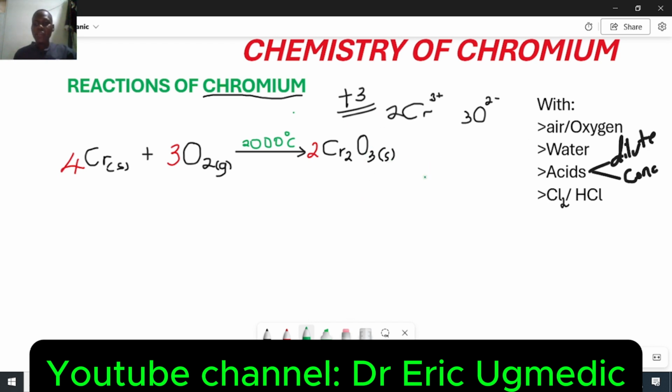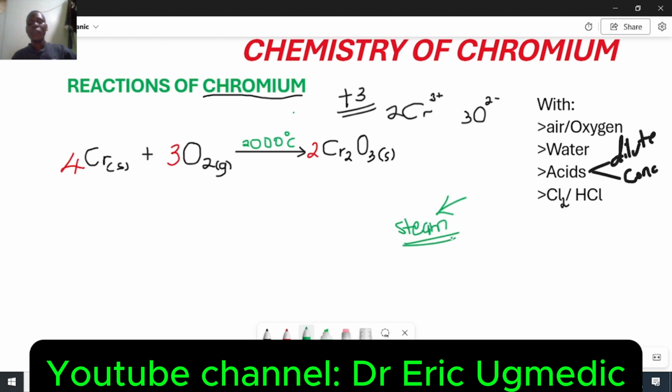Then we can look at the reaction with water. So how will chromium react with water? Still, chromium will not react with cold water. In other words, we shall need something like heat. And of course, when we introduce this heat, we don't expect our water to remain as drops, it will turn into vapor. That vapor, the heated water, will form what we call steam. That is the gaseous form.